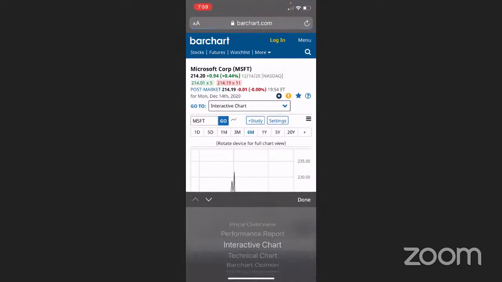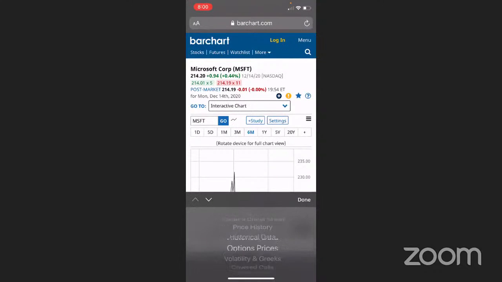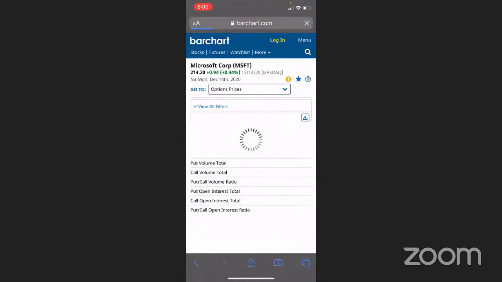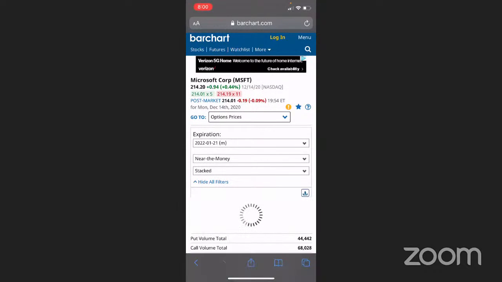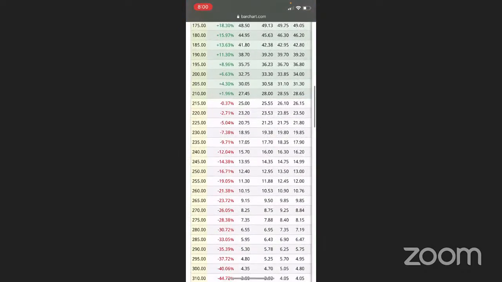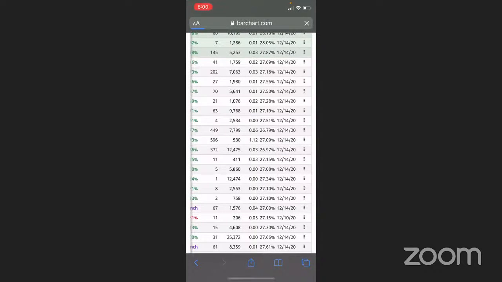Let's look at another one I was looking at recently. So let's look at a 2022 trade. Let's look at the January 2022. I'm going to do show all. I'm going to go to the 260 strike. And look at that, it has 12,475 contracts open. So somebody's getting in there. So that's something to take note of.